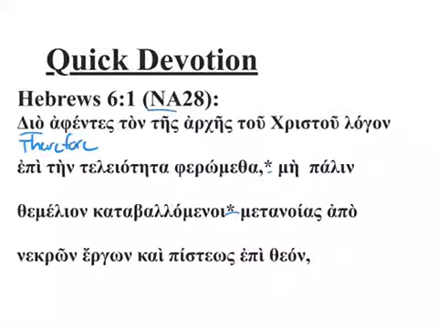Of whom we have much to say, and hard to be explained, since you have become dull of hearing. For though by this time you ought to be teachers, you need someone to teach you again the first principles of the oracles of God. You have come to need milk and not solid food. For everyone who partakes only of milk is unskilled in the word of righteousness, for he is a babe. But solid food belongs to those who are of full age, that is, those who by reason of use have their senses exercised to discern both good and evil.